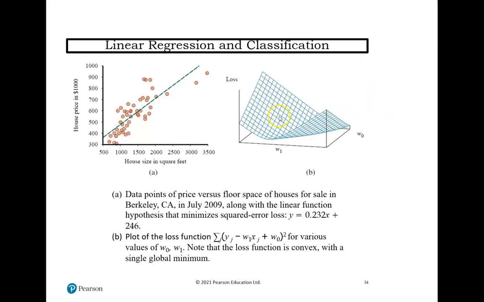If you plot the loss function against the parameters w0 and w1, you can see that the function is actually convex and it has a unique global optimum, a global minimum that we can reach, and this is that global minimum. So w1 is 0.232, so it's somewhere here, and w0 is 246.